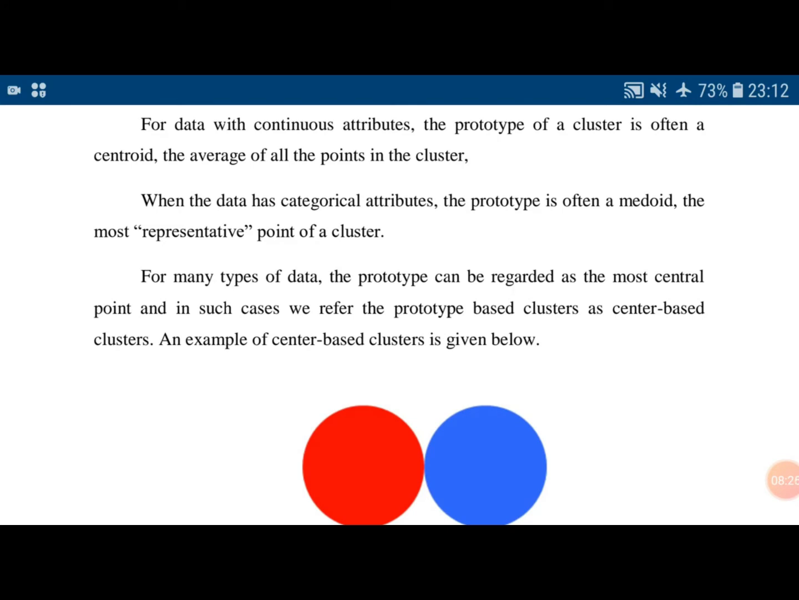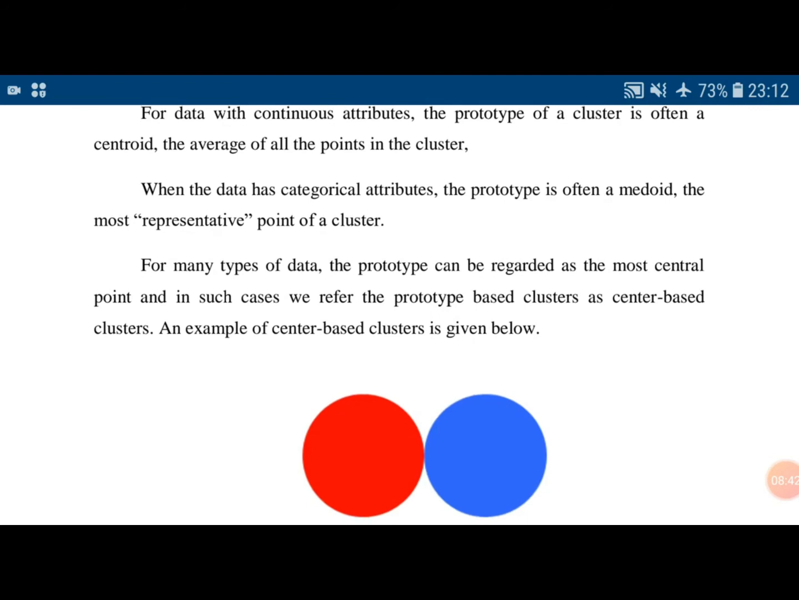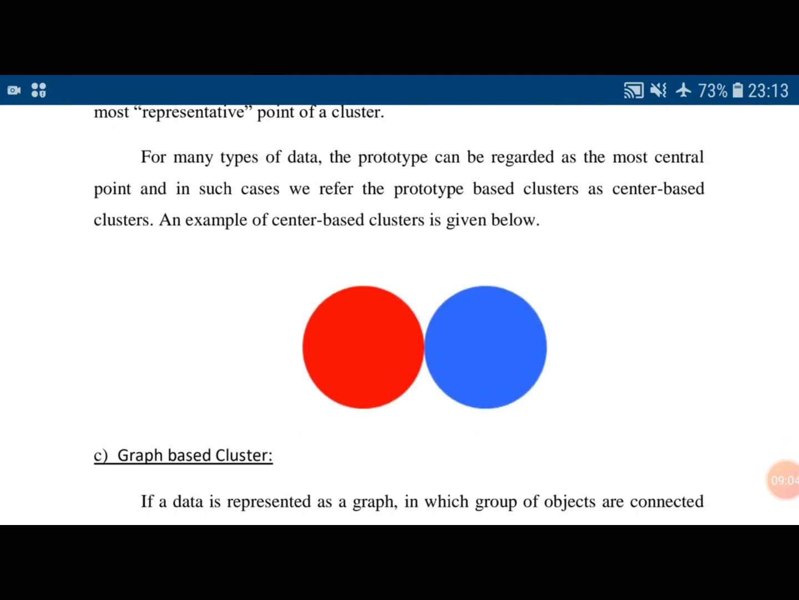So the representative point here, for the first cluster, is the students, less than 25 years of age. Next, 25 to 60, those are all employees. Next, for greater than 60, those all are senior citizens. So like that the clusters can be divided here. For many types of data, the prototype can be regarded as the most central point, and in such cases we refer to the prototype-based clusters as center-based clusters. An example of center-based clusters is given below.